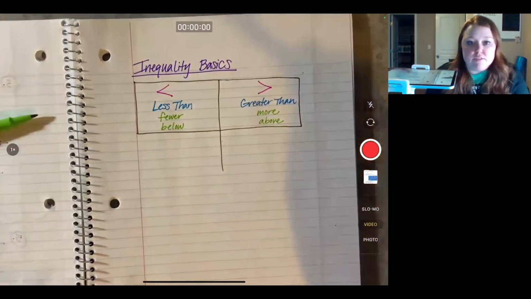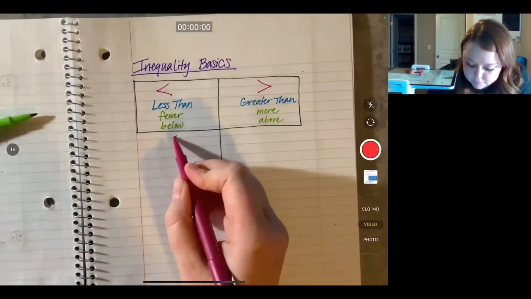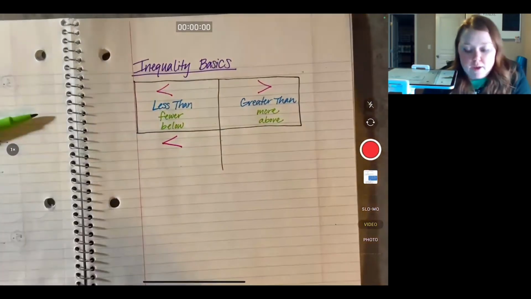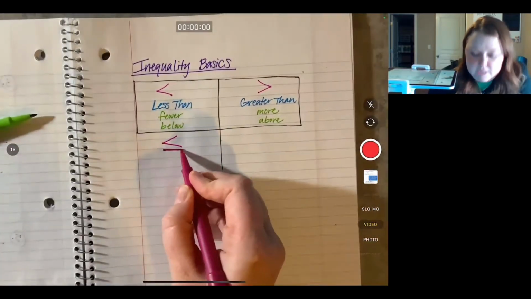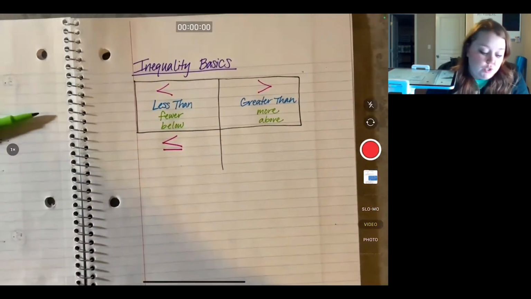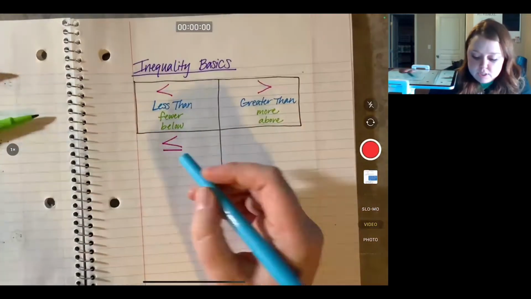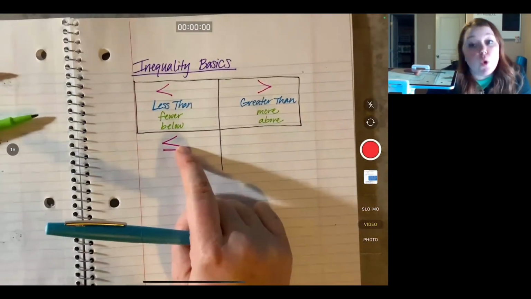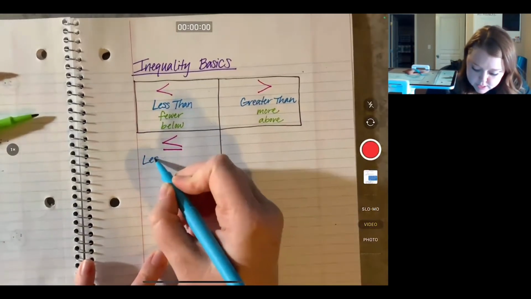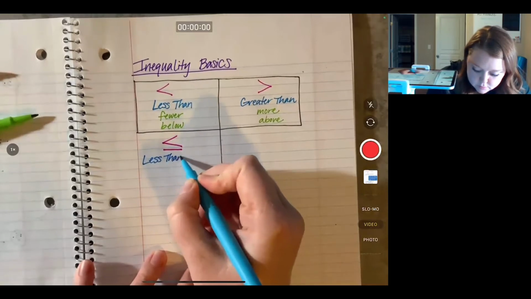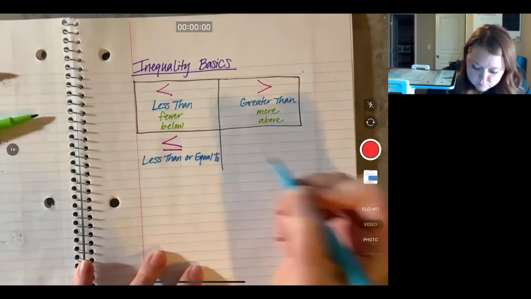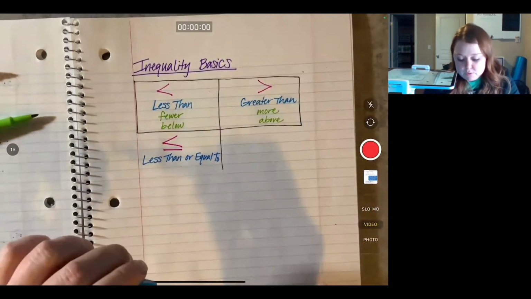Okay, so here's our next symbol. It looks like the less than one. Remember, less than makes the L, that's how you remember that. But there's a little line underneath. It's kind of like half of an equal sign. So this one's called less than or equal to.